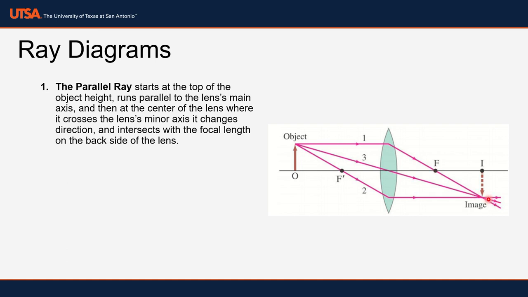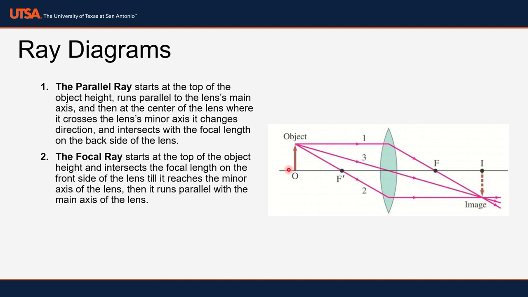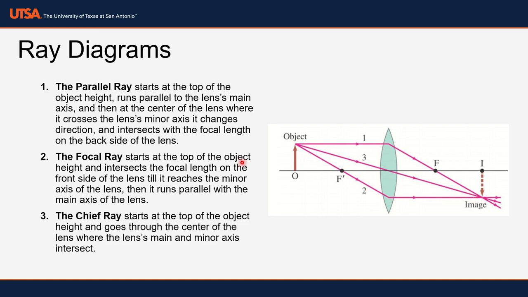This is one ray. Another ray that you could have is known as the focal ray. The focal ray starts at the top of the object and it intersects the focal length, and then once it hits the mirror or the lens, it runs parallel until the image is formed. And then the last ray, which I call the main ray, also starts at the top of the object and it goes right through the center of your lens. And this is known as the chief ray. So these are the 3 main rays you will see in a ray diagram.